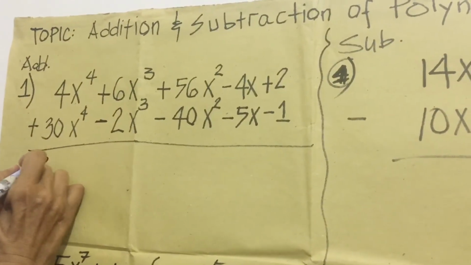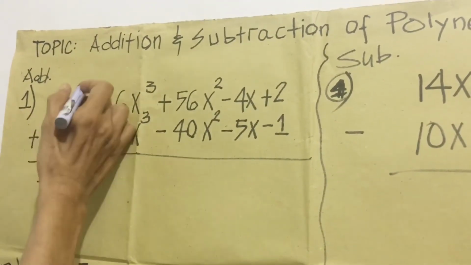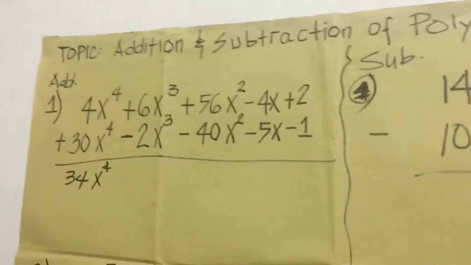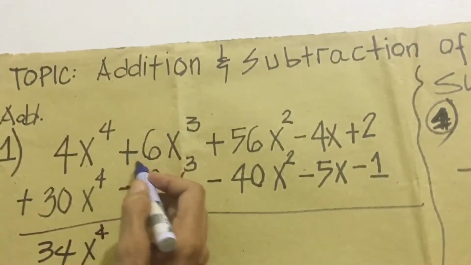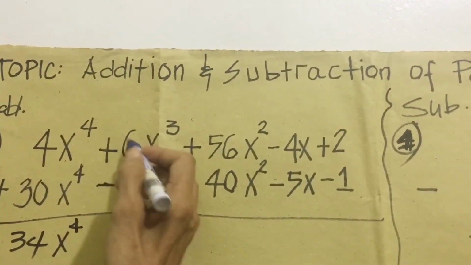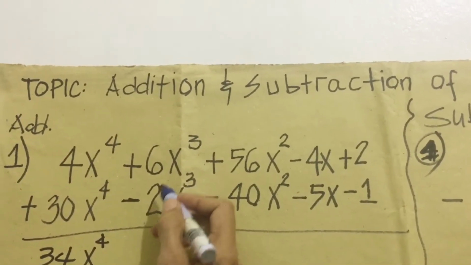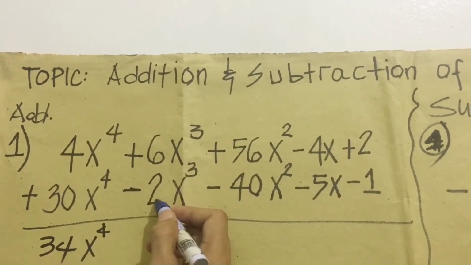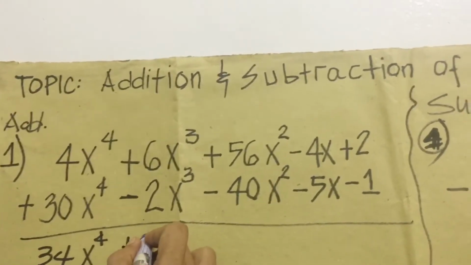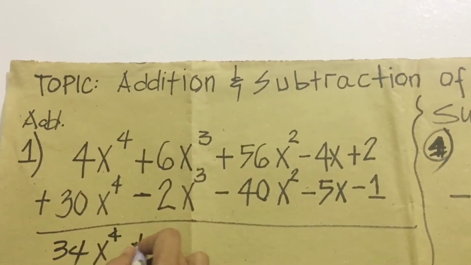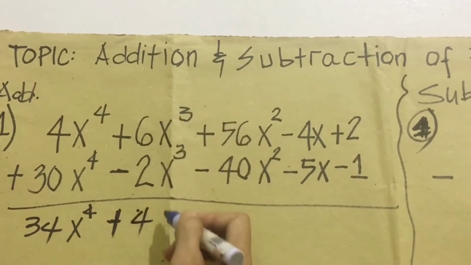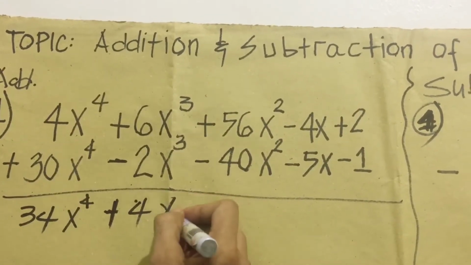4 plus 30 equals 34. Then, just only copy the variable. Huwag ipa-plus yung exponent. Positive plus negative. Pag unlike sign, kailangan natin siya i-minus. Ang 6 mas mataas sa negative 2, itong positive na yan. Kaya ang sign natin ay positive. Then 6 minus 2 equals 4. Yung variable and exponent just bring down.